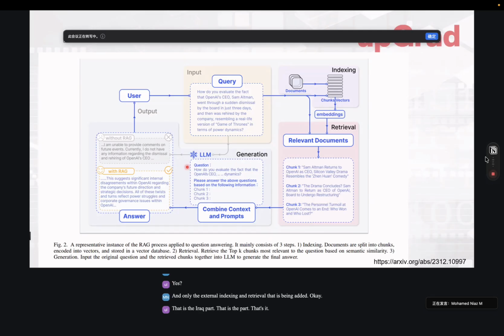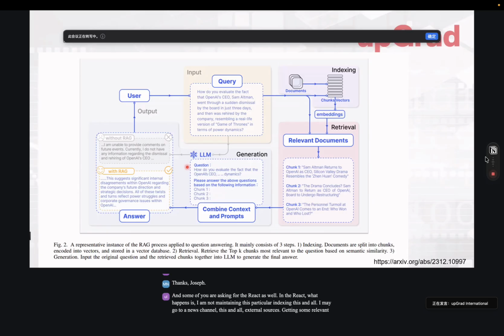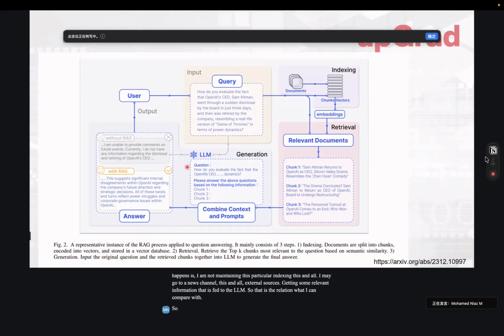Thanks. And some of you are asking about ReAct as well. In ReAct, I am not maintaining this particular indexing and all. I may go to a news channel and other external sources, getting some relevant information that is fed to the LLM. That is the comparison I can make. So somebody is providing a framework that can be added to my LLM. Exactly.